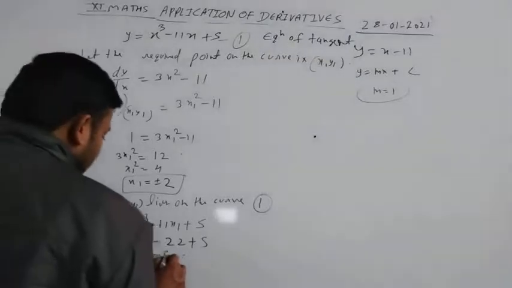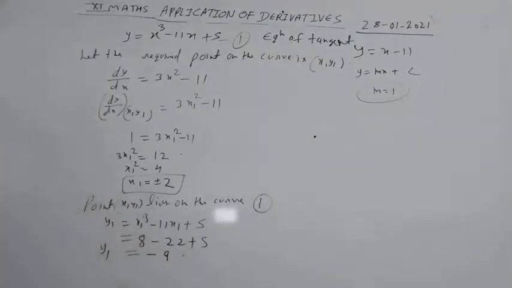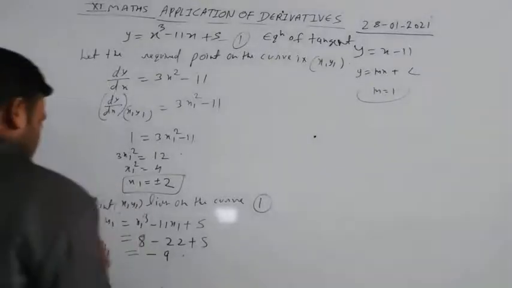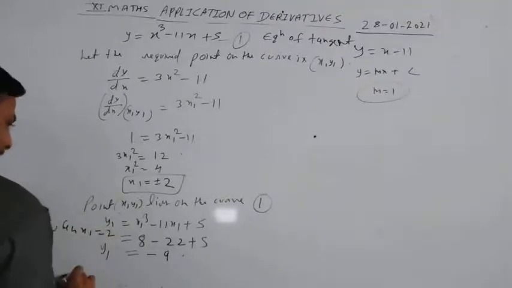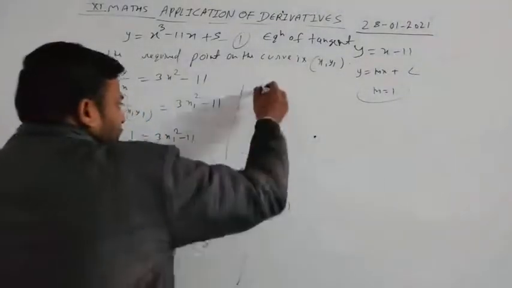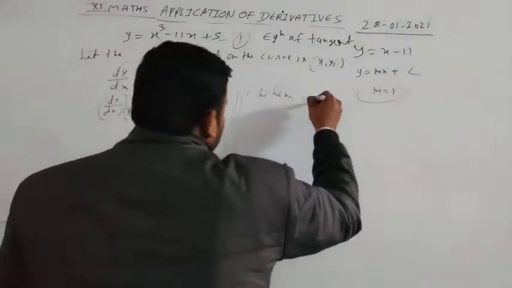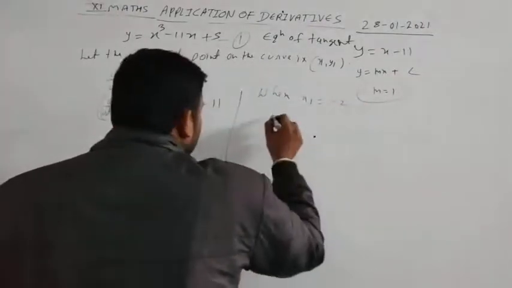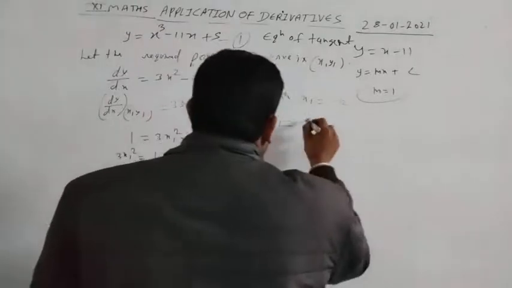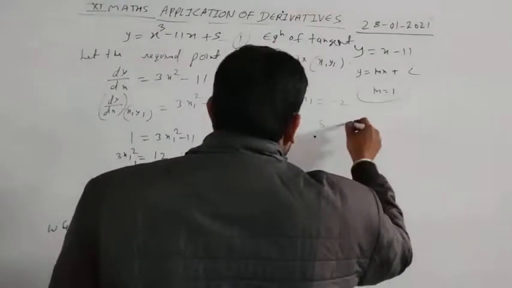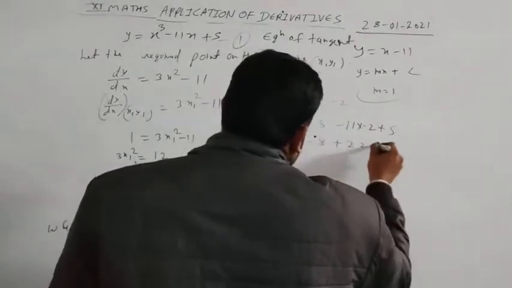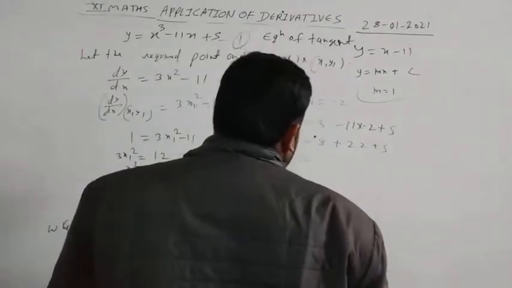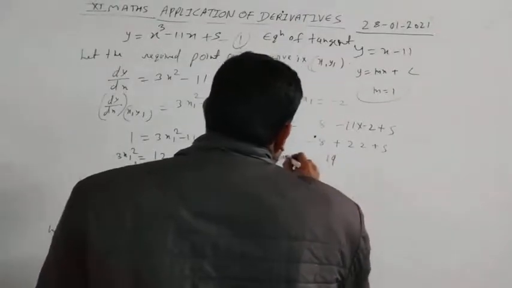So student, this is minus 9. Okay student, so the point is (2, minus 9) when x1 is plus 2, and when x1 is minus 2, y1 is minus 8 minus 11 into minus 2 plus 5. So minus 8 plus 22 plus 5, so this is student 19.